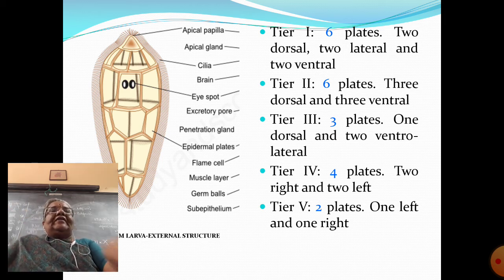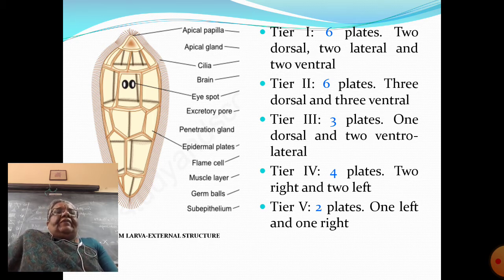Next come to the second tier. Again there are 6 plates, 3 dorsal and 3 ventral. Then the third tier, you can count, there are 3 plates, 1 dorsal and 2 ventrolateral. Tier 4 consists of 4 plates, 2 right and 2 left, and tier 5 consists of only 2 plates, 1 left and 1 right.